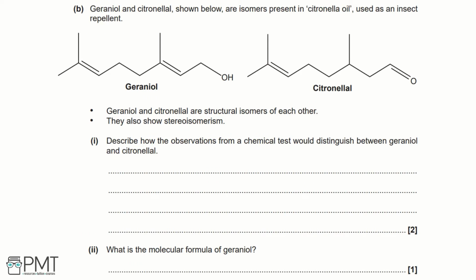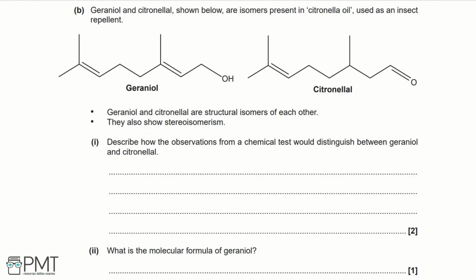Part B. Geraniol and citronellal, shown below, are isomers present in citronella oil used as insect repellent. Geraniol and citronellal are structural isomers of each other. They also show stereoisomerism. Part 1. Describe how the observations from a chemical test would distinguish between geraniol and citronellal.